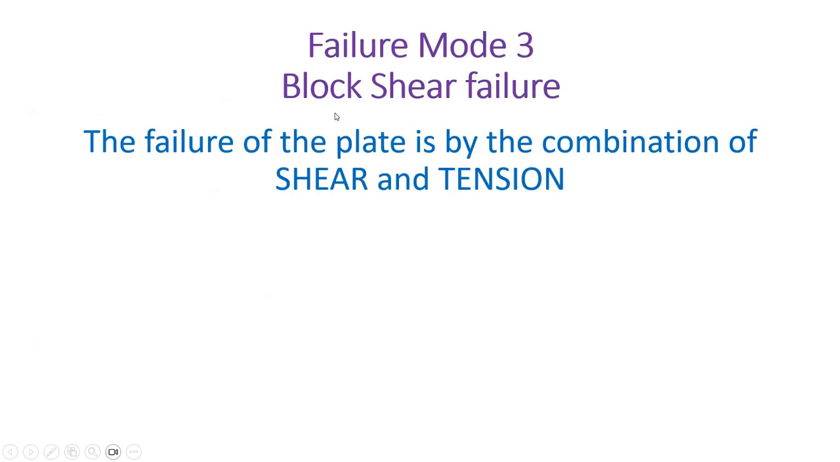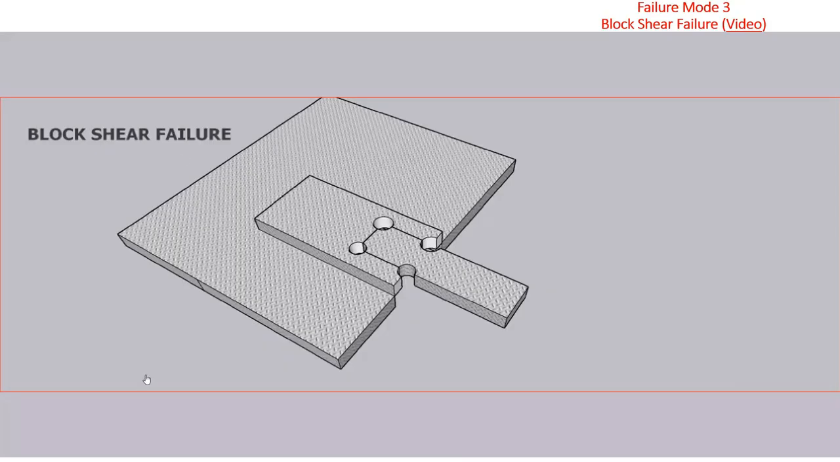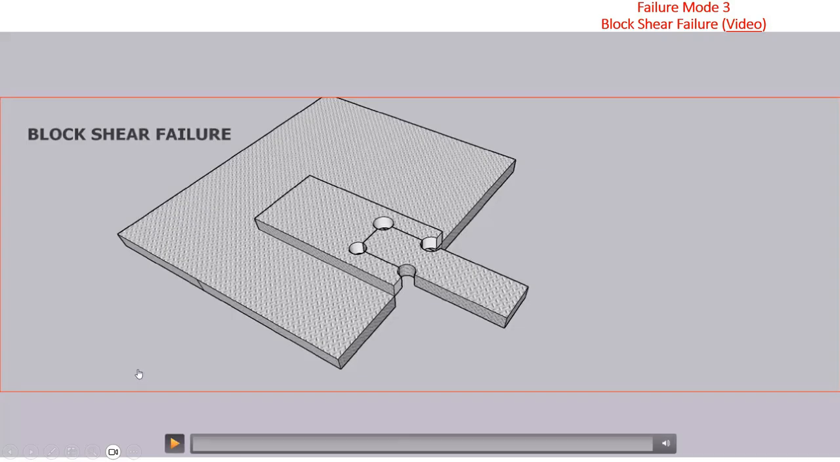Now we will move on to a new type of failure called block shear failure. Previously in the old code IS 800 1984, we did not account for block shear failure. But after the release of IS 800 2007, we take into account the block shear failure. So here goes the animation of block shear failure.